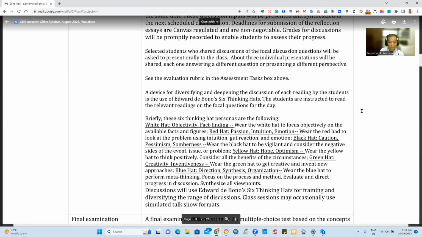The black hat you wear to show caution, pessimism, somberness. You wear the black hat to be vigilant and consider the negative sides of the event, issue, or problem.